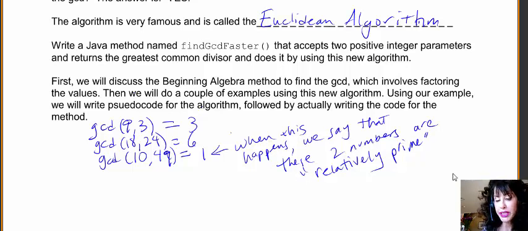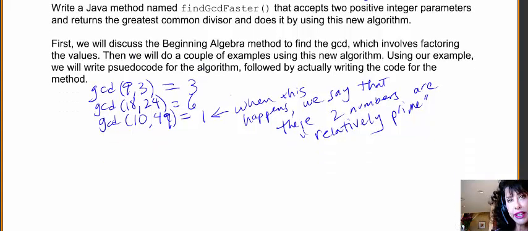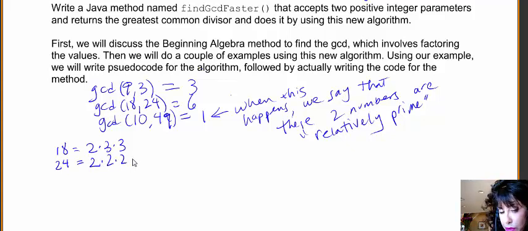Okay, so how do we find the GCD if we were just in an algebra class? Real quick, this is how I do it. Let's just do it for 18 and 24. I prime factor both of the numbers, and that means writing them as a product of primes. 18 is 2 times 3 times 3, and 24, when we prime factor it, is 2 times 2 times 2 times 3. Then I draw a line, and I tell my students to look for the matches.